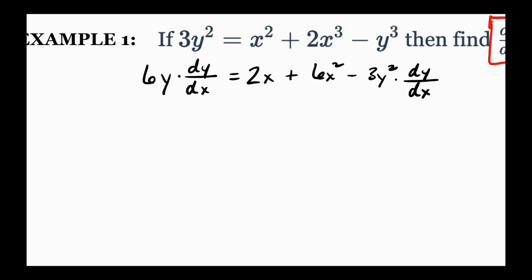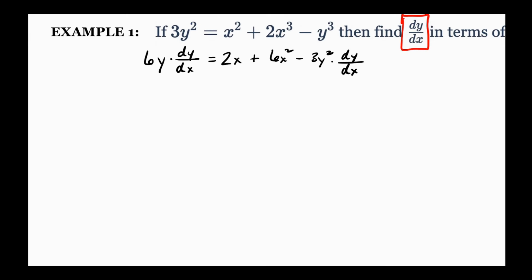Now I got to isolate dy over dx. That's what you have to do, okay? That's not calculus. That's math 1. When you got x by itself, right? So I got to get dy dx by itself. So everything with a dy dx I got to get on one side of the equation. Everything without a dy dx I got to get on the other side of the equation. Okay?